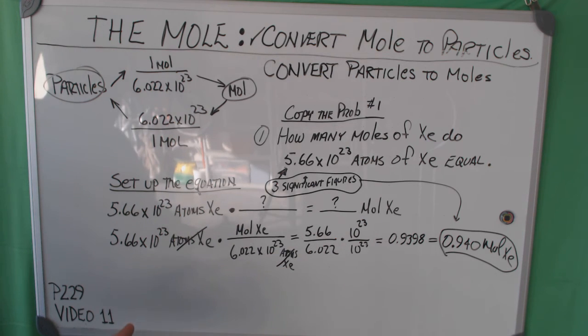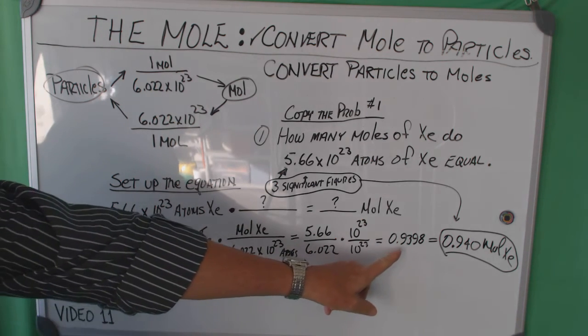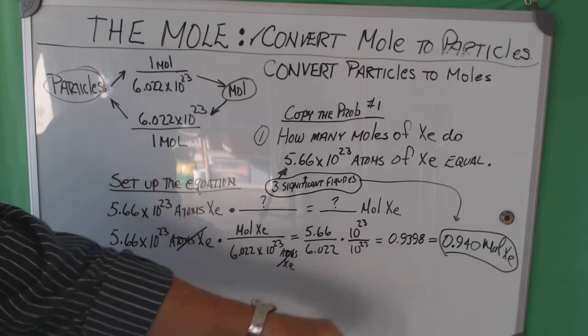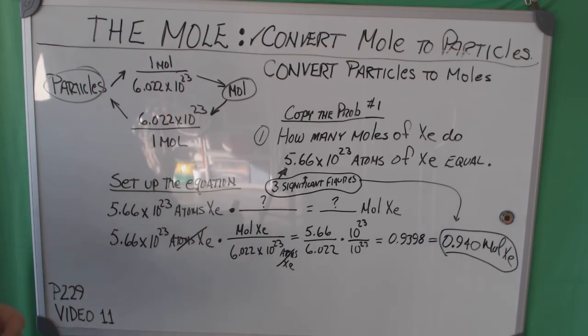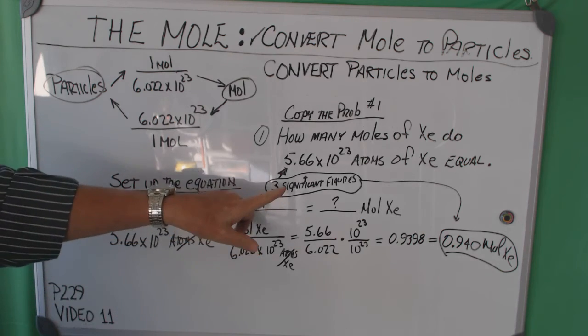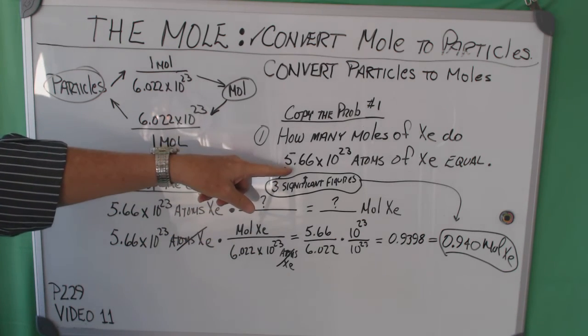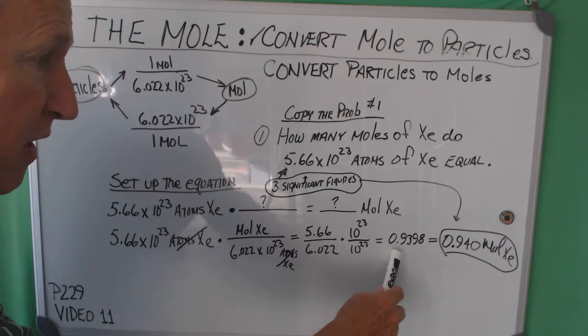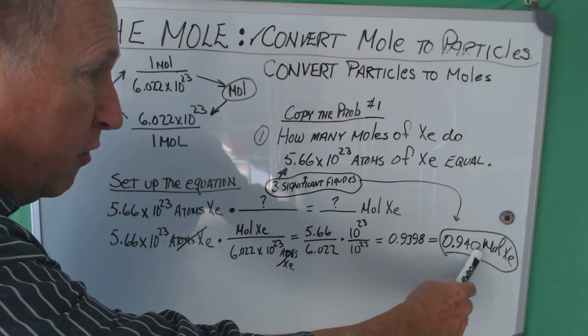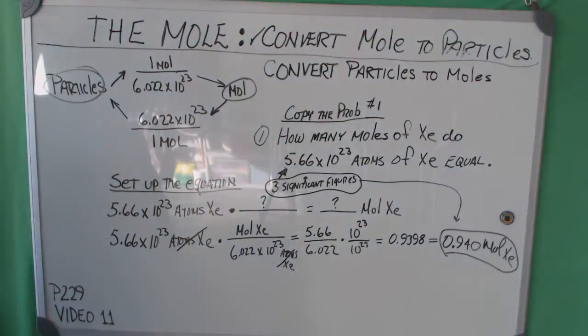I take out my calculator, and I see that it comes up with 0.9398, probably some more decimals. But then I look up here, oh, three significant digits, and so I have to round this off to 0.940 moles of xenon. It's a little bit less than 1 mole, as we kind of suspected.